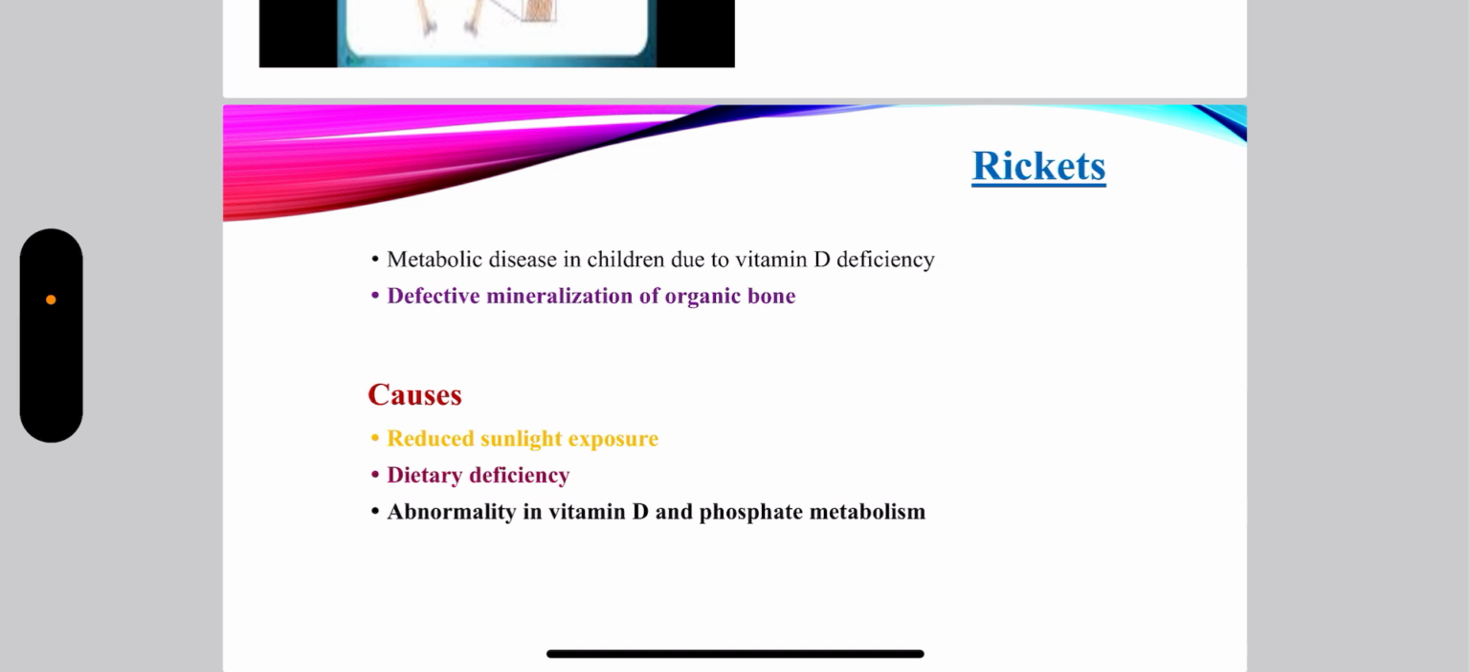Now, what are the causative factors for rickets? Decreased exposure to sunlight. We had discussed previously that sunlight is a source of vitamin D. The second source of vitamin D is the diet. Obviously, whenever there is dietary deficiency, there will be deficiency of vitamin D. Thirdly, any abnormality in vitamin D and phosphate metabolism can also result in rickets.